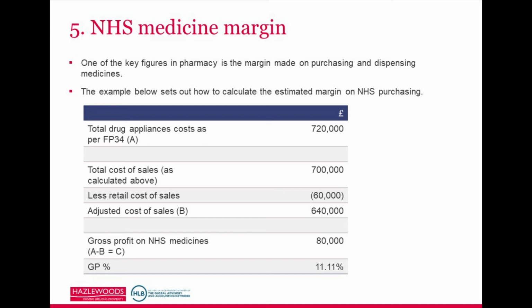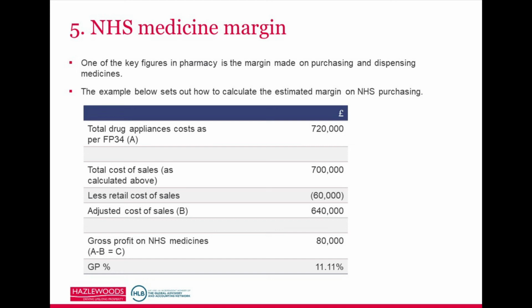In our example, we have taken the total drug and appliance costs as per the NHS statement for the last 12 months, which totals in this case 720,000. We have then deducted the cost of sales from this figure. In order to deduct the right figure from cost of sales, we may need to adjust the cost of sales for costs in relation to retail and over-the-counter medicines. If you do not know the split between the NHS cost of purchasing the medicines and the retail and counter side, we would recommend using a gross profit margin of 40% on your retail sales in order to calculate the cost of sales for the retail element.